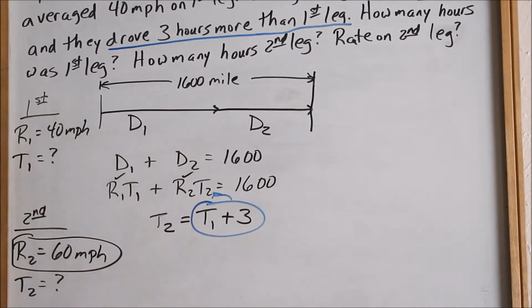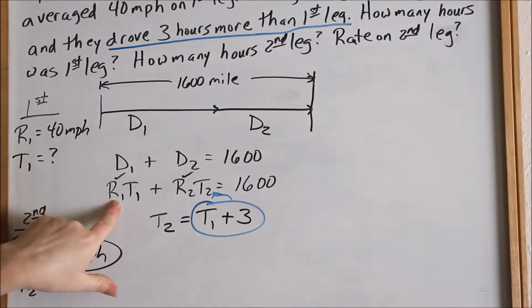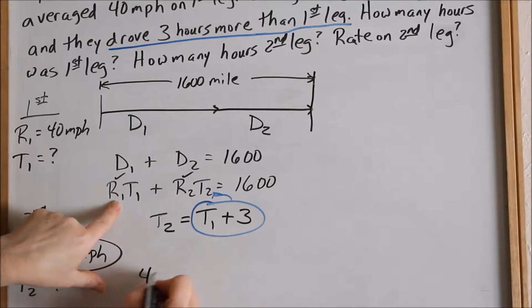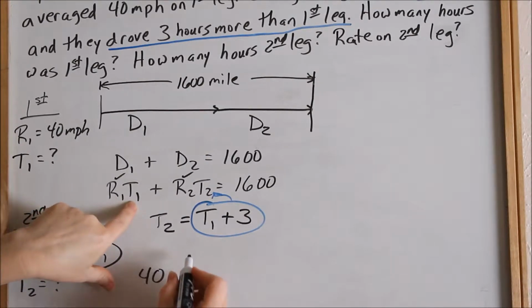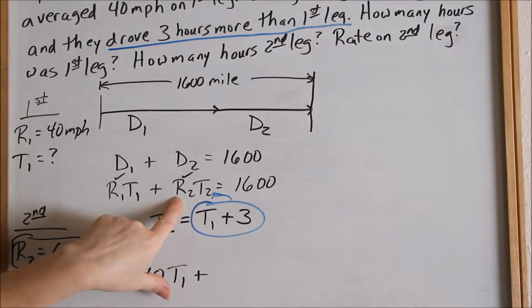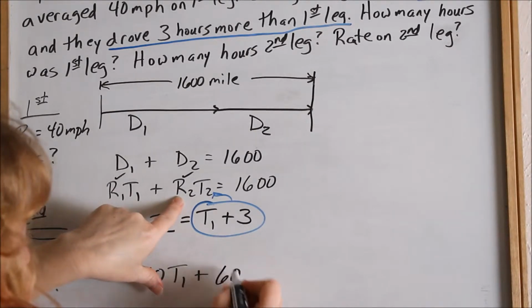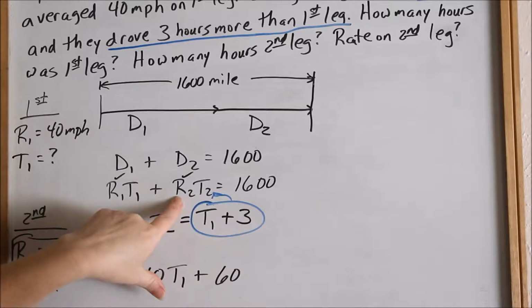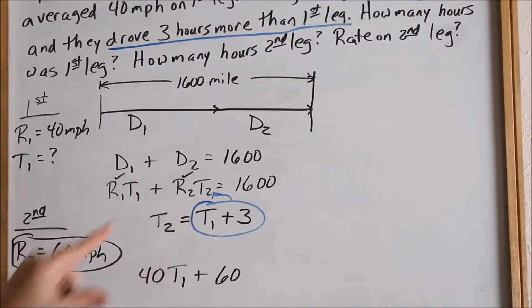So let's put in everything that we know. Okay, we know the rate for the first leg of the trip was 40 miles an hour. We don't know T1, plus the rate of the second leg was 60, and everything is in miles an hour. So if everything is in miles an hour, then I know that my units will work out correctly, as long as all my units are the same thing. Everything is in miles or hours.